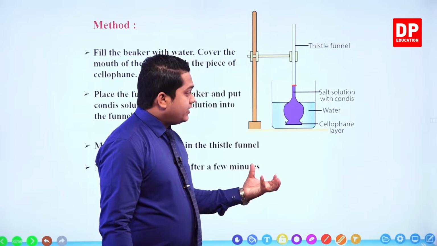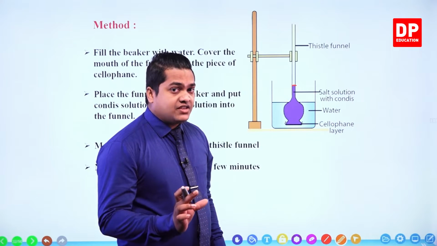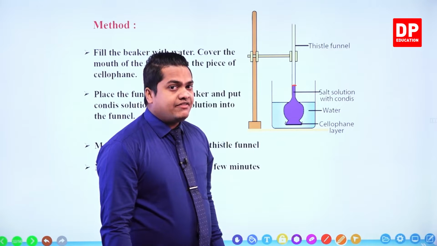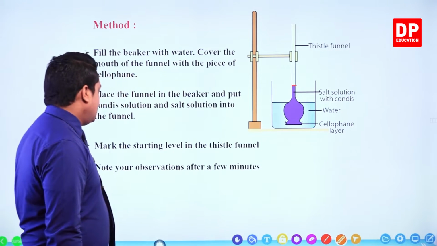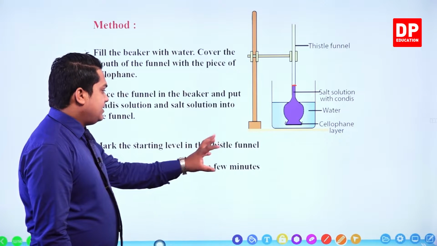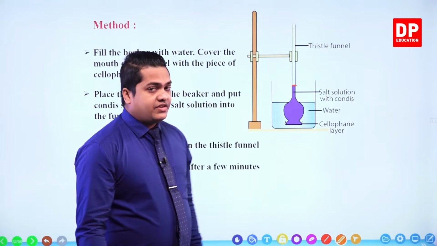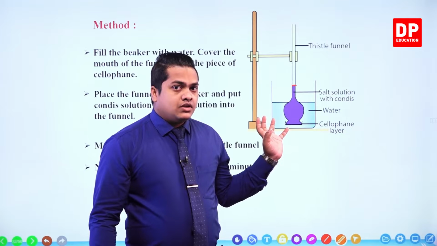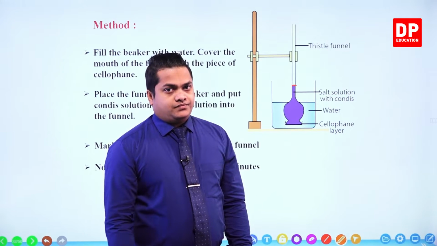The cellophane paper, or cellophane layer, is tightly fixed to the mouth of the thistle funnel using rubber bands. Okay, it's been tightly fixed. Right. Mark the starting level in the thistle funnel. Note your observations after a few minutes. Actually, we have to keep this system for some time, for a few hours, and after that, we need to observe what's going to happen.